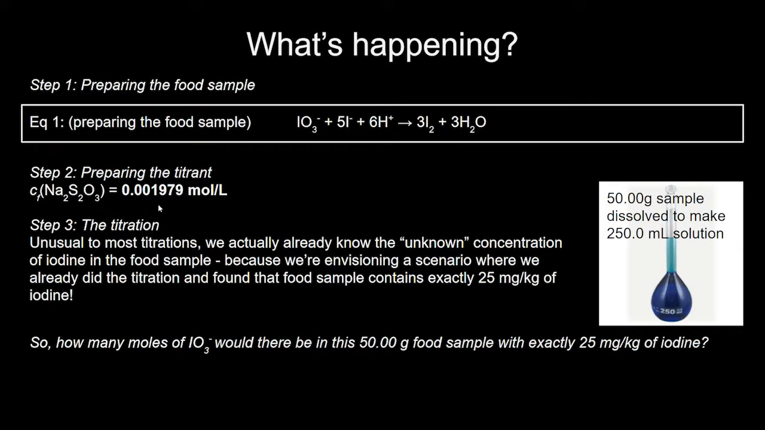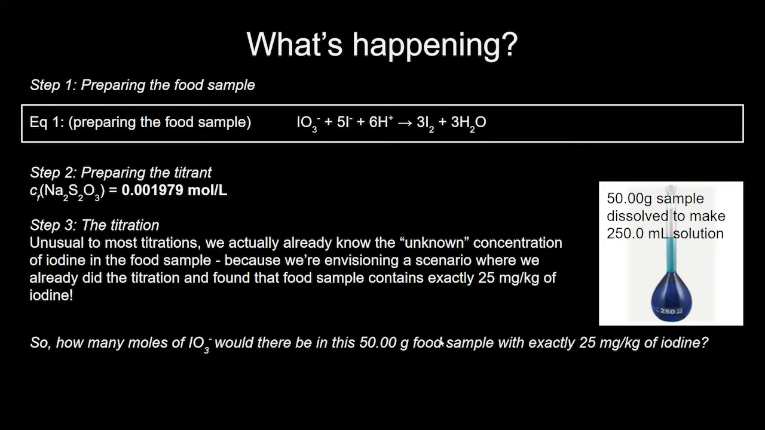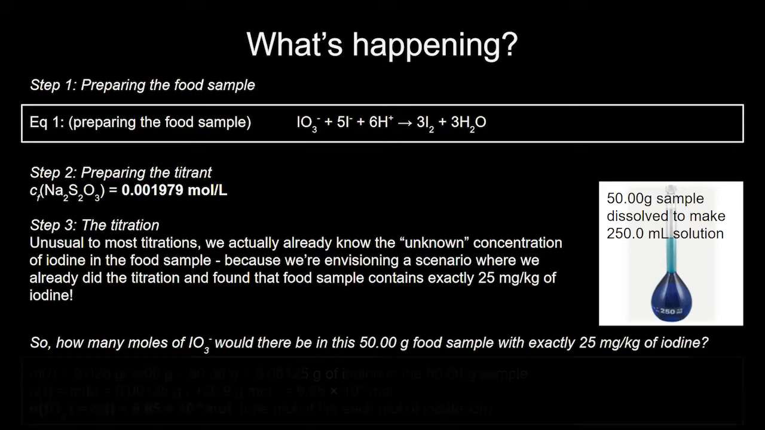So once again, we've just figured out the concentration of sodium thiosulfate. Now we're actually going to calculate the number of moles of iodate that there would be in a 50-gram food sample. We're going to do this because we can figure this out, and then using stoichiometric ratios, we can convert the number of moles of iodate into the number of moles of sodium thiosulfate, the thing we really want to find out in the end.